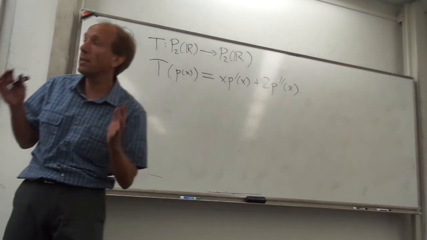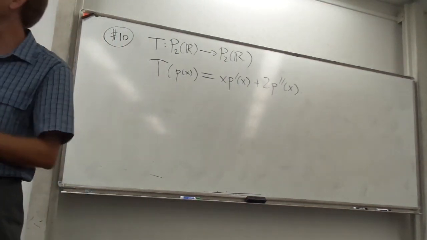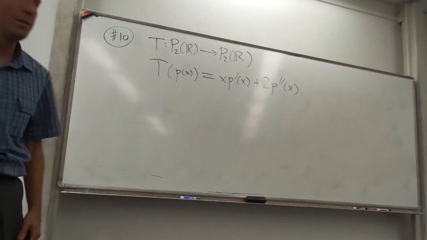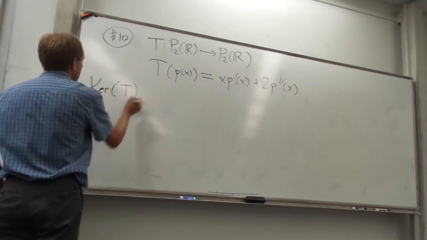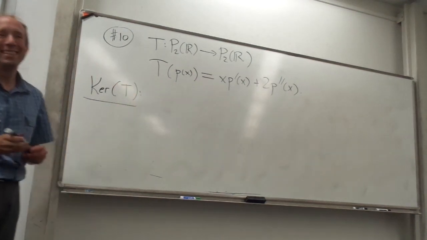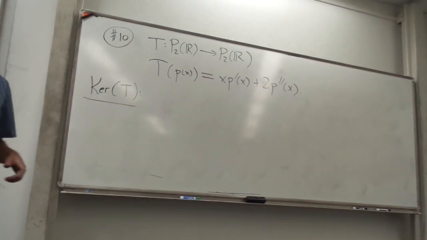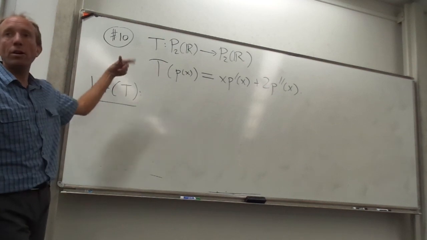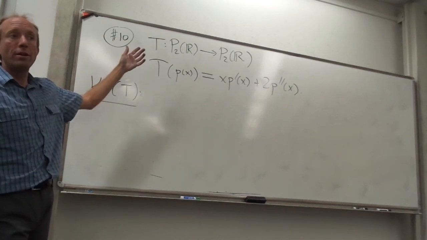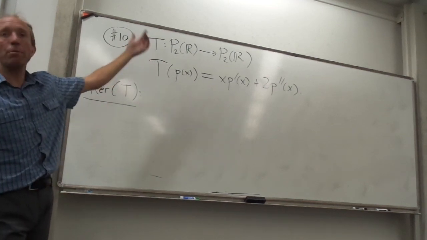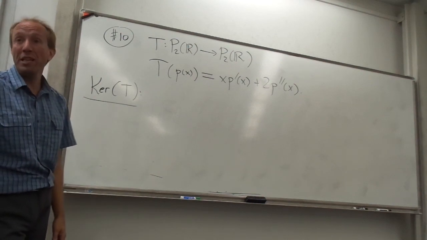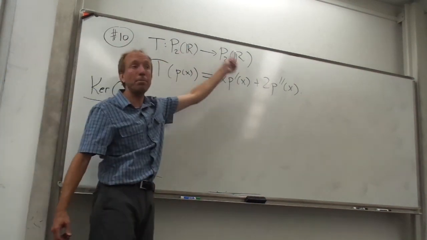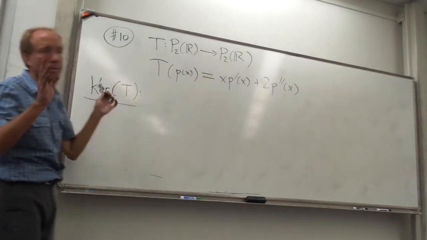Same question. Let's find a basis and dimension for the kernel and the range. And just like before, I think I'll start with the kernel. By the way, if I ask you, is T one-to-one, onto, both, or neither, what would you be able to tell me right now before we even do anything? Both or neither, right? Because V and W are the same dimensions. Okay, so it's either going to be both or neither.